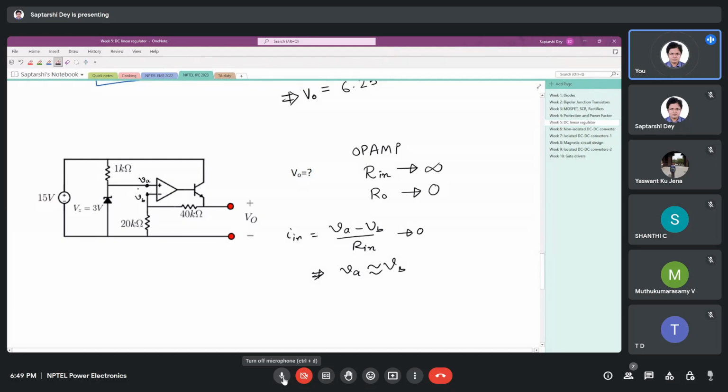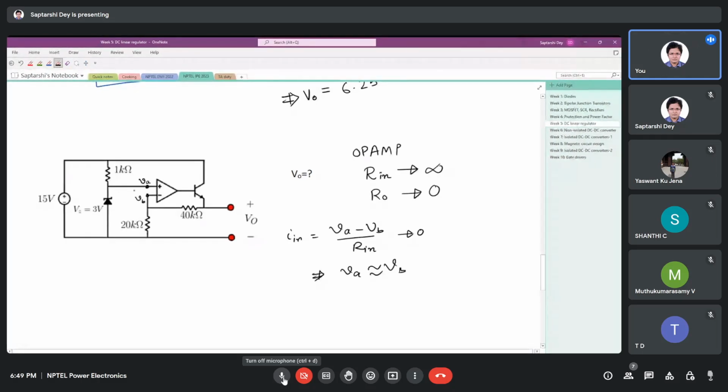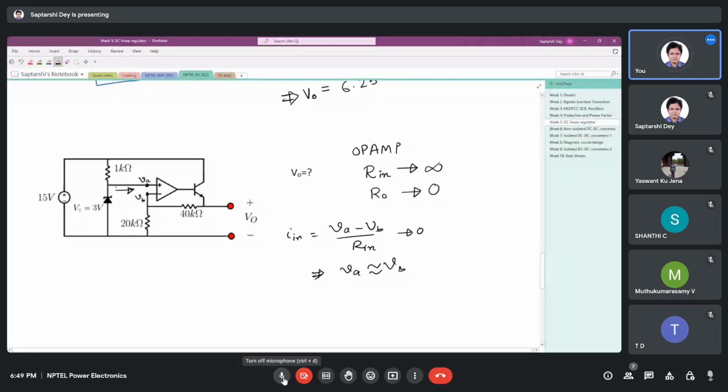Now this is a 15 volt supply, and if you look here, once again you see this is connected to an op-amp, so the current that is being drawn through this branch is negligible. You can say no current is flowing.